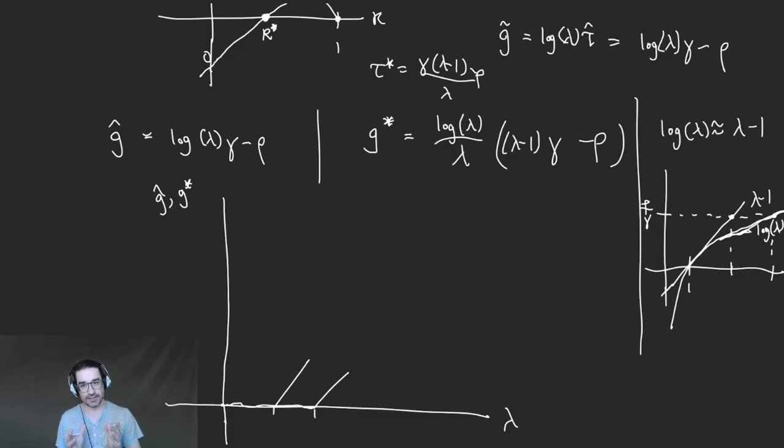Maybe those are parameter values that are not reasonable, I don't know. But that's one result that you get: it is possible to have too much innovation in the equilibrium.